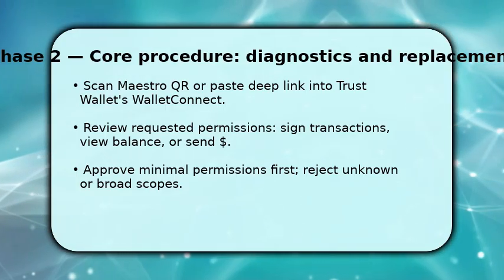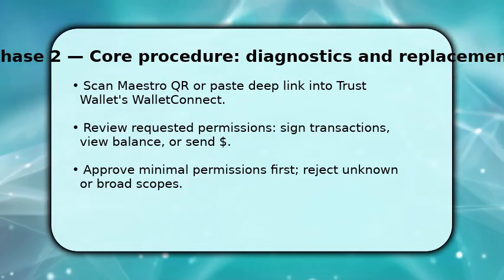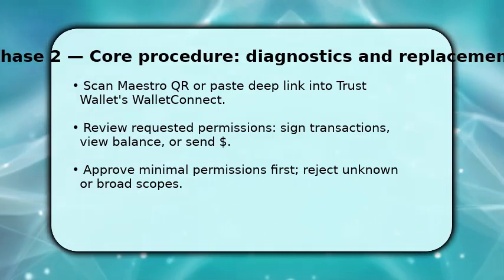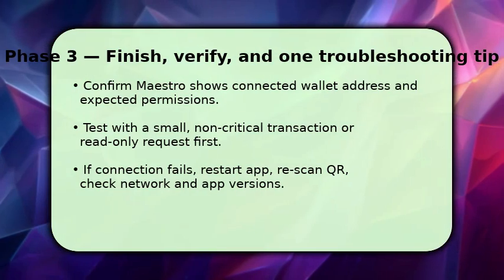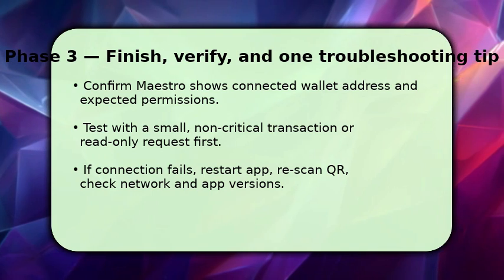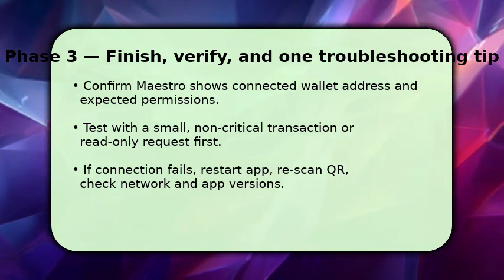If prompted to sign a transaction, verify amounts and destination, then confirm. Make sure to close any unexpected prompts. Finish by confirming Maestro displays your Trust Wallet address and the permission list. That indicates a successful connection.